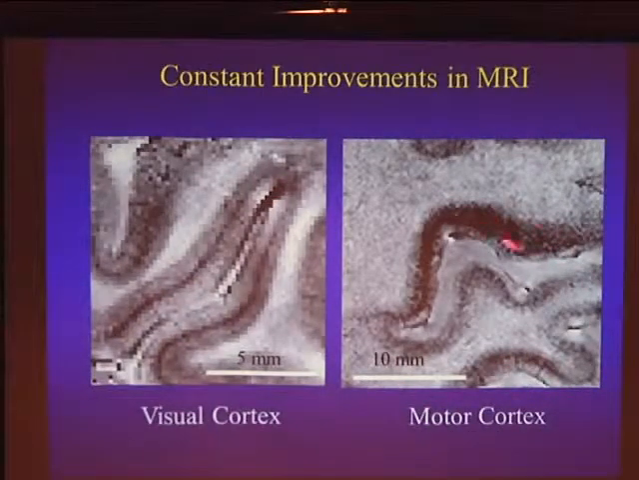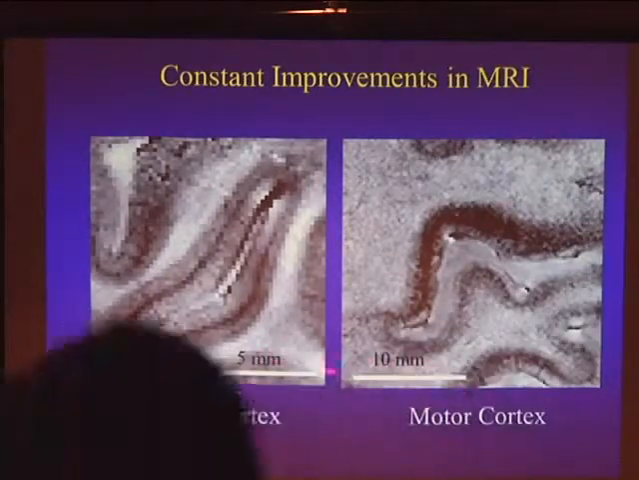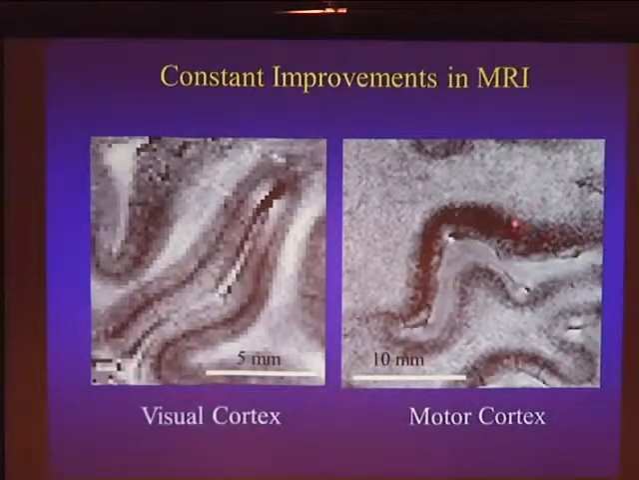Here's a section through the motor cortex. Again, the scale bar here is 5 millimeters and 10 millimeters. And what you can see here is the transformation as the motor cortex turns into the somatosensory cortex. And so if you were a histologist, you would draw a cytoarchitectural boundary right about there to distinguish the motor cortex from the somatosensory cortex. What's nice about this is the person's still alive.